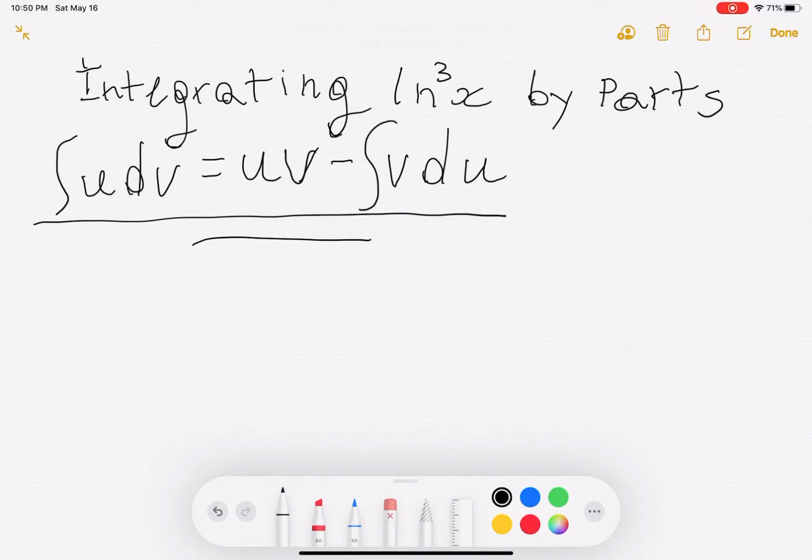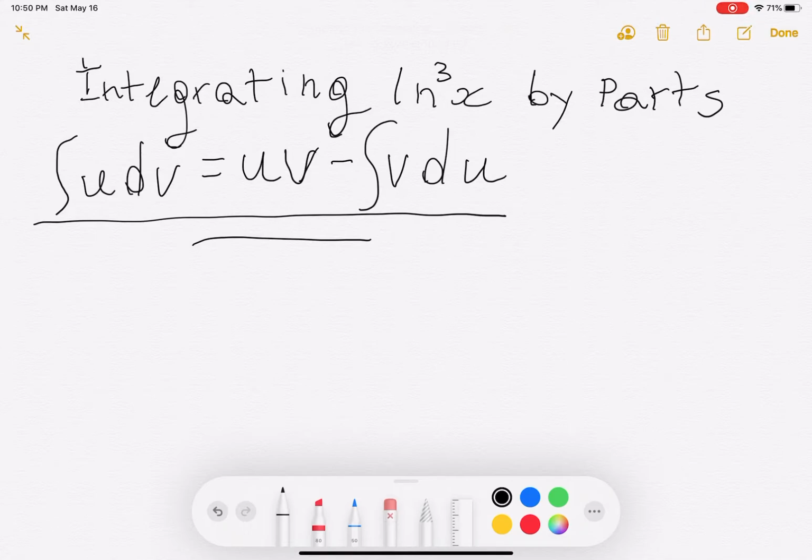I'm not planning on focusing this channel completely on linear algebra, those forms of concepts. I like doing some fun videos from time to time, and today we're going to be integrating ln x cubed by parts, for fun. It's going to be tedious, yes, but it's going to be fun.